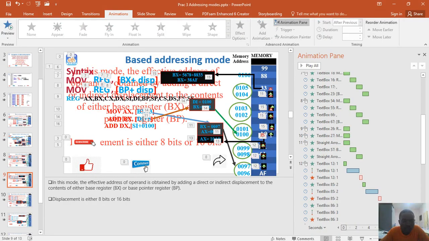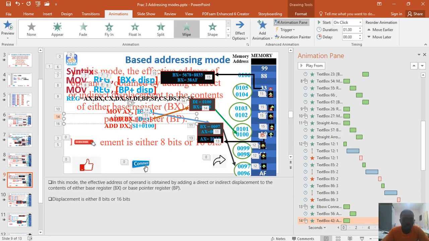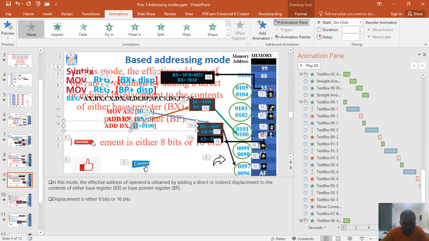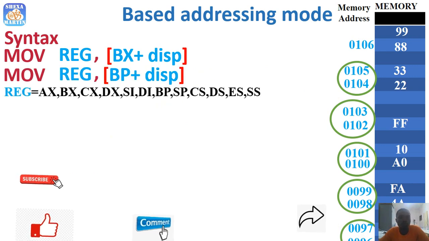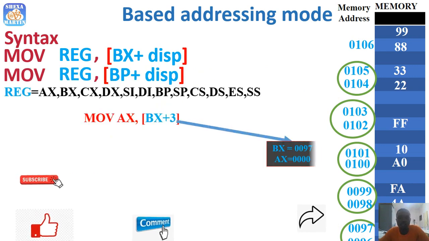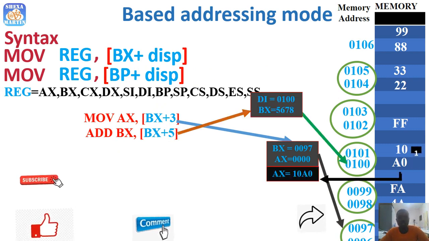Here is a mistake. This is supposed to be BP, base pointer, or BX. Let's say BX for it to be. And then here we can say BP, because here we are using base registers. So we move that to that. One step up to get there. So here with BX, we move 5 steps like that.